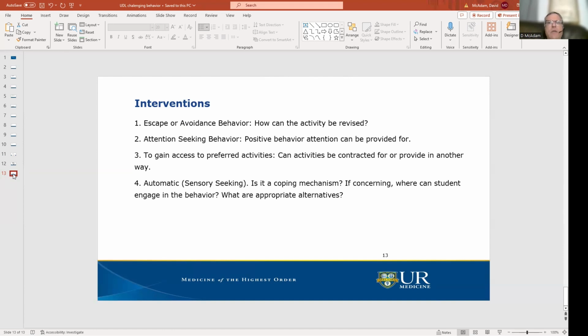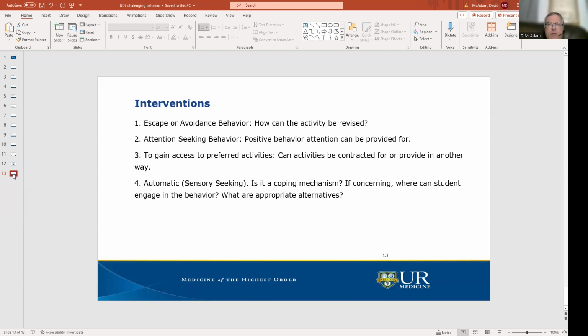So if a child paces a lot in a repetitive manner, can you give them more breaks? Can they go for a walk between classroom activities? And having access to the ability to move freely may reduce the likelihood that they engage in the repetitive behaviors.